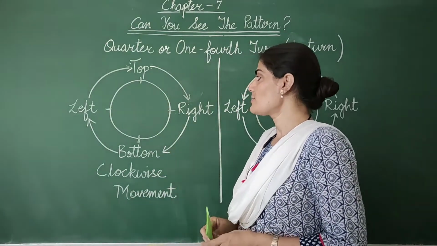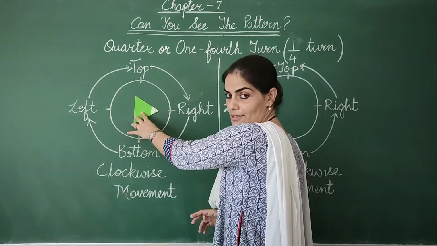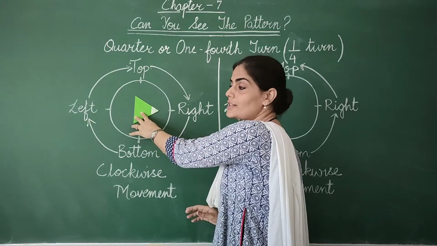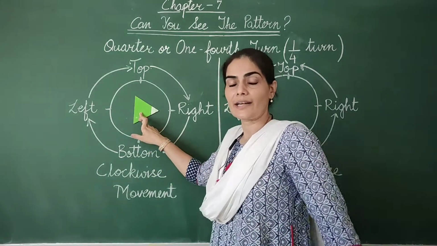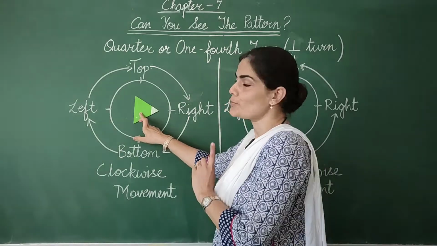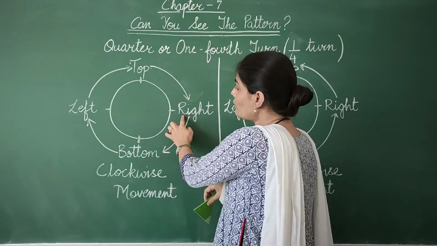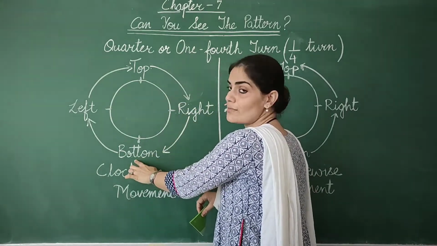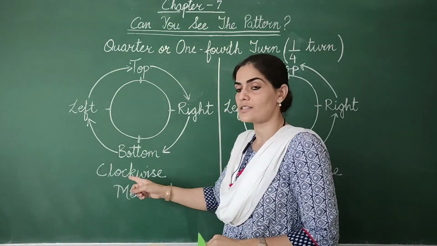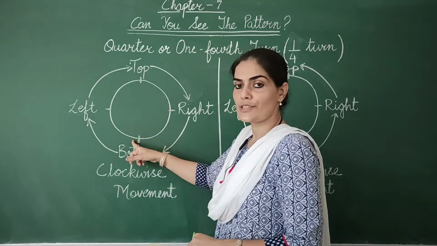clockwise. Just imagine that the object is pointing towards the right like this. Fine, and I ask you to give it 1/4 turn clockwise. Remember beta, the movement or the positions of the object in 1/4 turn is going to be like this. If the object is pointing towards the right, then from here it's going to go towards the bottom, like the movement of the hands of a clock. Why? Because it is clockwise movement. Okay. So from right it will point towards the bottom.